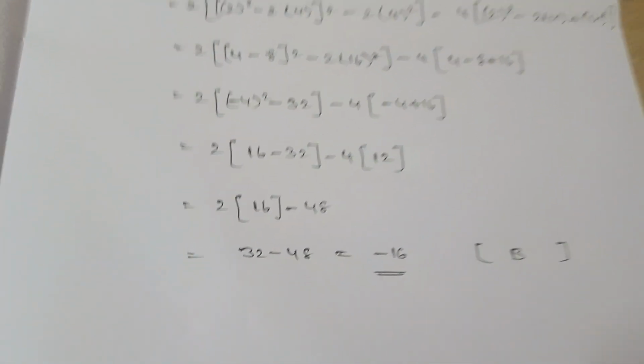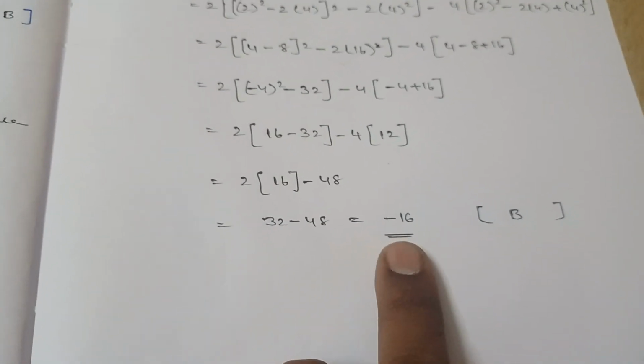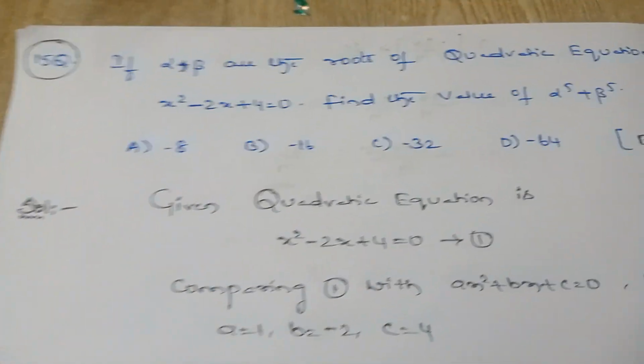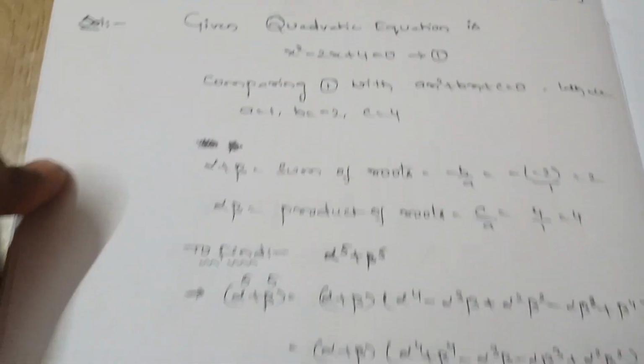I substituted and we get minus 16 guys. That is option B. Option B. Okay, I hope you understand this sum.